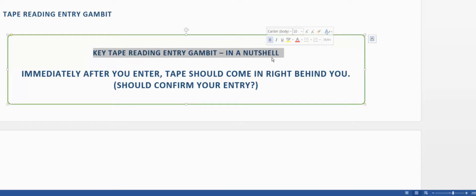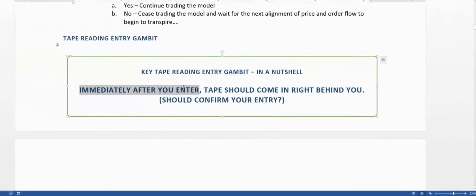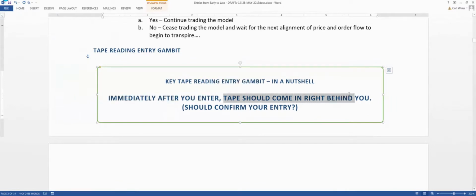No matter what we do, no matter where we get in, we're going to get in early today. We're going to show an exercise for that. We're going to show an exercise for getting late. We're going to show an exercise for getting in very late. No matter where we get in, either early, supremely early, the extreme low, Bruno, it doesn't matter. Wherever we get in, the tape reading entry gambit in a nutshell is that immediately after you enter, and we mean immediately, tape should come in right behind you. And when we say tape, what do we mean by that? Essentially, like for myself and our model, is that you should have corroborating MACD.